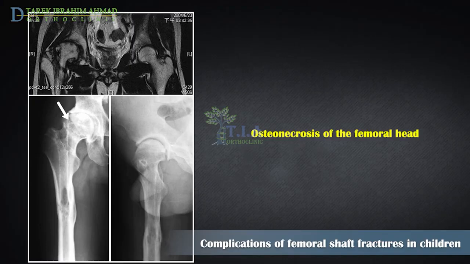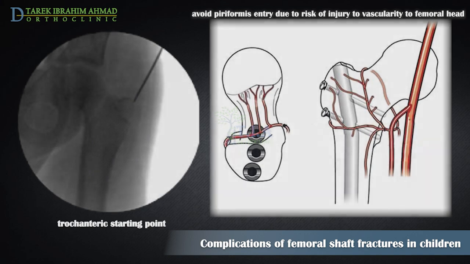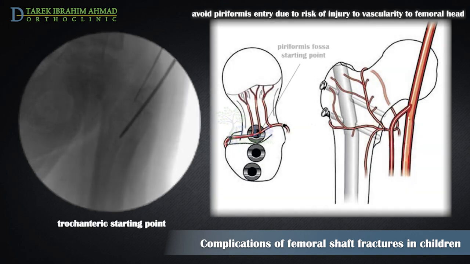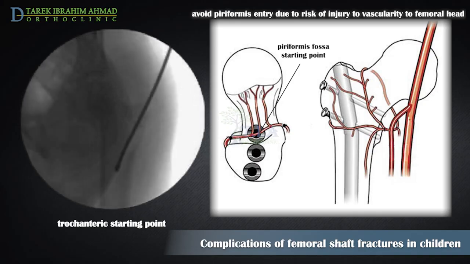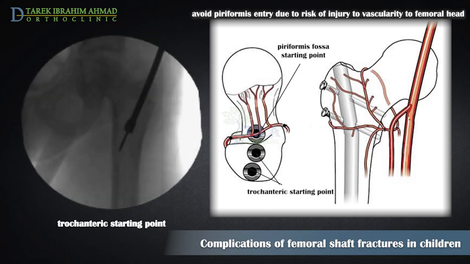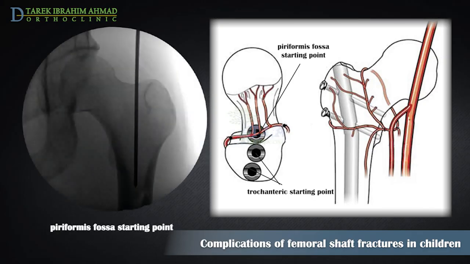Osteonecrosis of the femoral head. Osteonecrosis of the femoral head has been reported in skeletally immature patients who have had a rigid femoral nail placed through the piriformis fossa. The primary blood supply to the femoral head is interrupted by reaming through the piriformis fossa. Consequently, use of the greater trochanter with appropriately engineered rigid nails is recommended in the skeletally immature child. Once skeletally mature, a piriformis fossa starting point is preferred for the adolescent population.